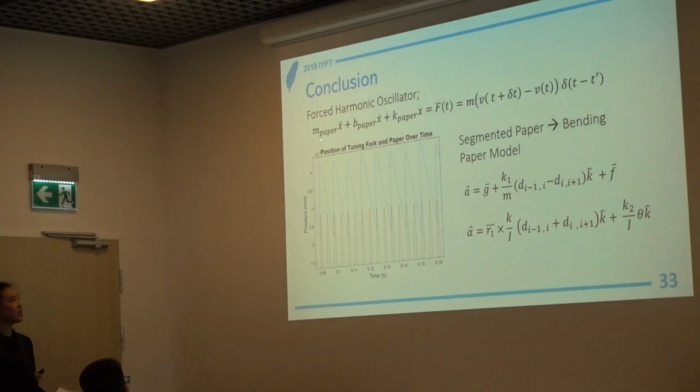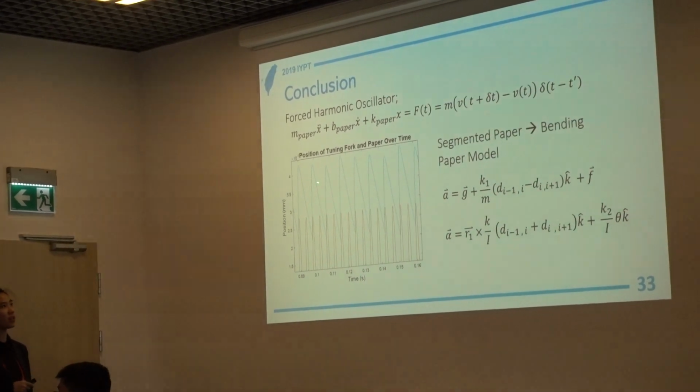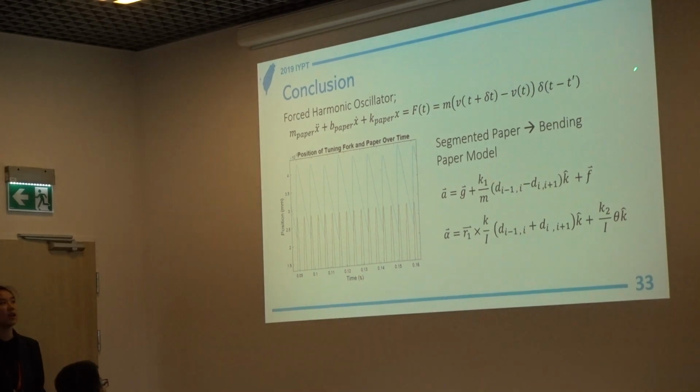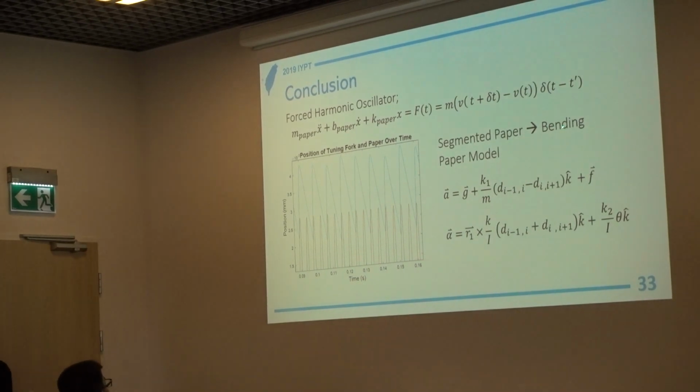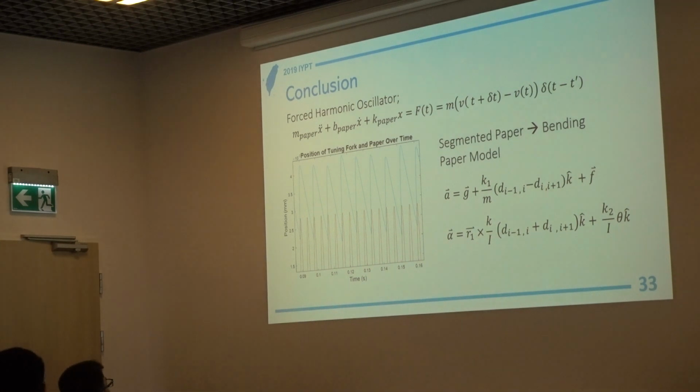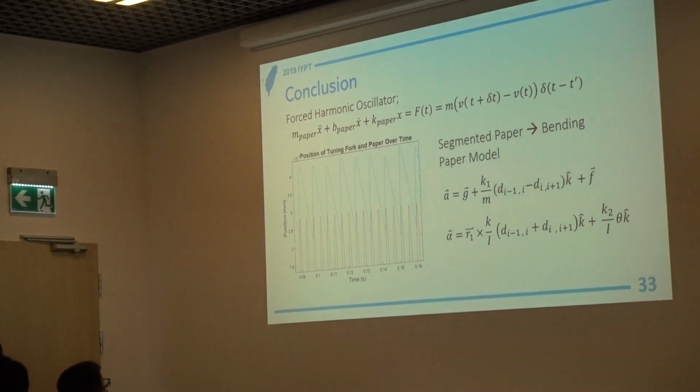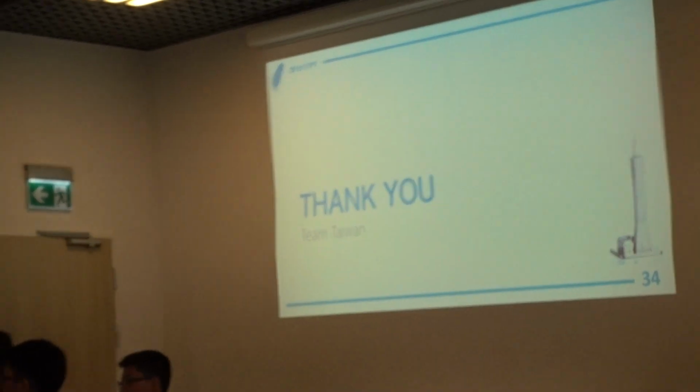We started with a simple model that is just a forced harmonic oscillator, but this does not model the bending, so we adjusted our simulation and our model to model how the bending motion of the paper goes. And this is why the undertone frequencies occur. Thank you.